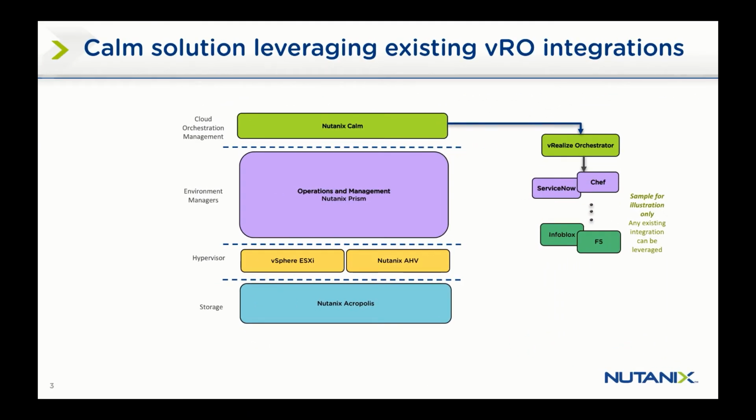Here is the cloud management solution based on Calm, leveraging the external integrations developed in vRealize Orchestrator. In this demo, we demonstrate how a custom application blueprint created in vRealize Automation to provision on vSphere can be reproduced on Nutanix Calm to provision the same application on AHV. This solution allows you to realize quicker business value as you are able to leverage some of your existing investments.